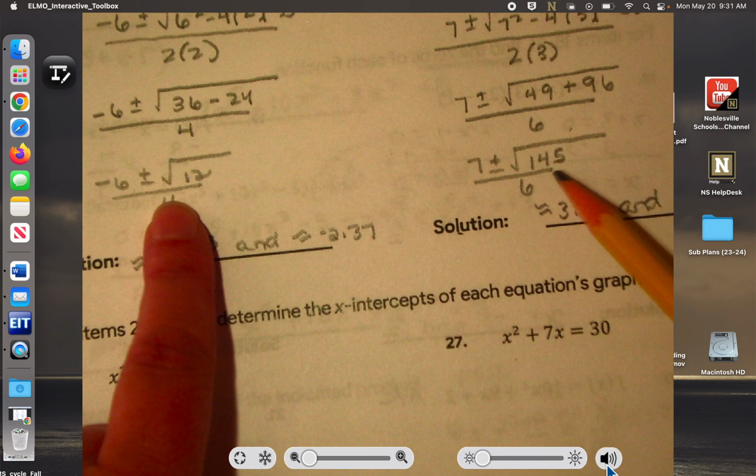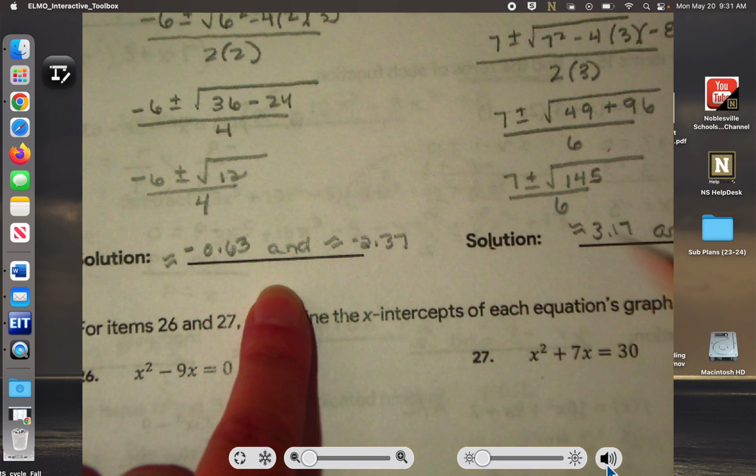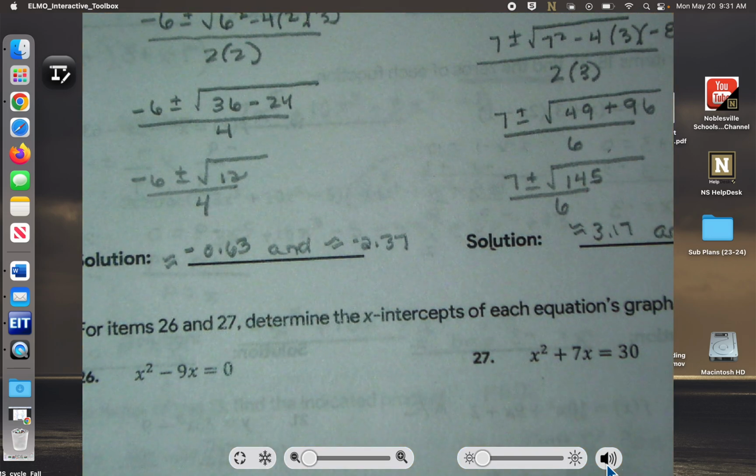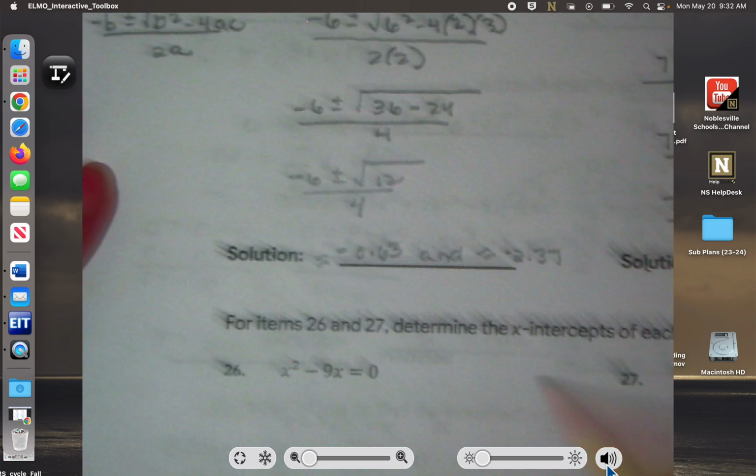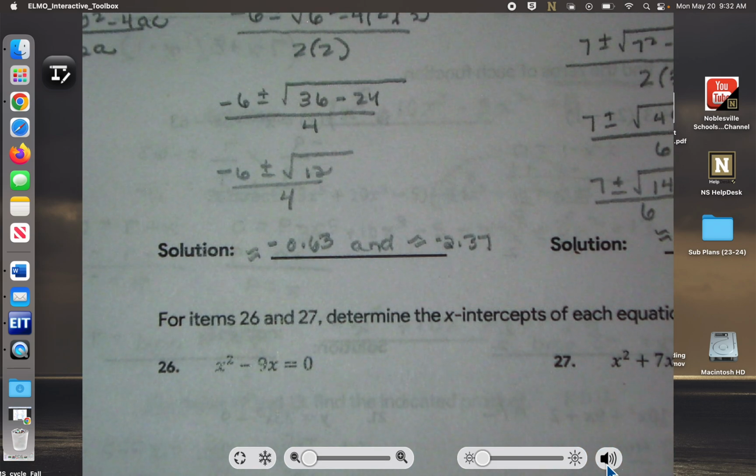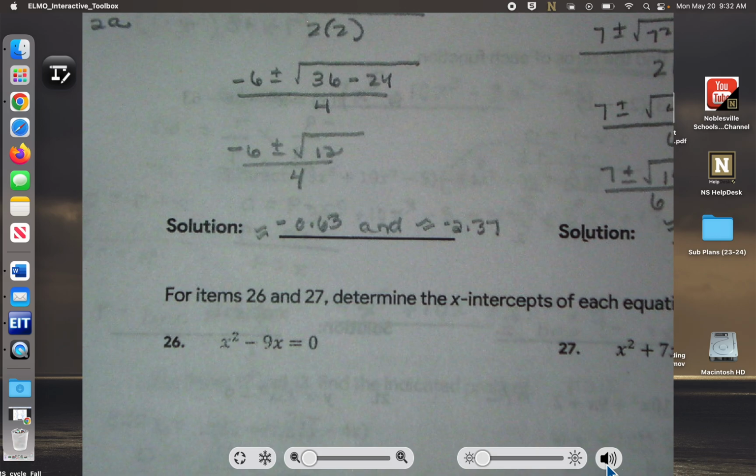Again, you could stop here if you wanted, but I know some of you like to take it to the decimal value. Okay, determine the x-intercepts of each equation's graph. So again, this is exactly what we've been doing. This is still finding the zeros. So nothing different here.